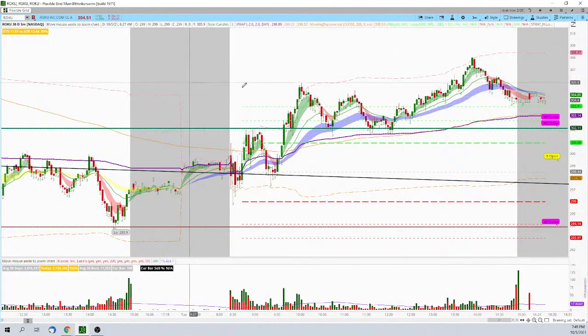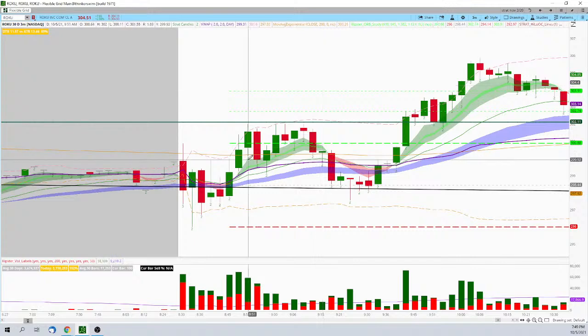So let's say you wanted to play this ROKU and you wanted to play the breakout on VWAP. Nothing in the morning, get a green, get your first candle to close. You enter here, it comes in, still doesn't go below VWAP. This candle comes in and closes below VWAP, so you're out. And that's just the frustrating part sometimes about the market.